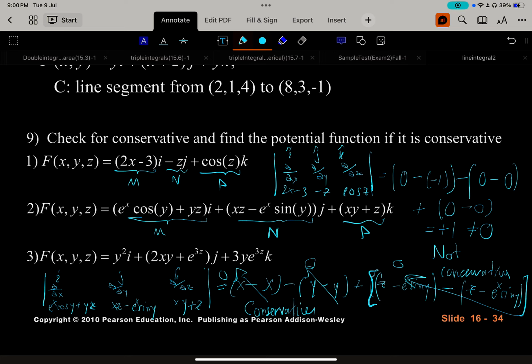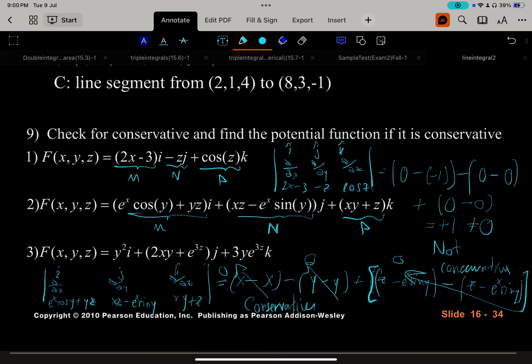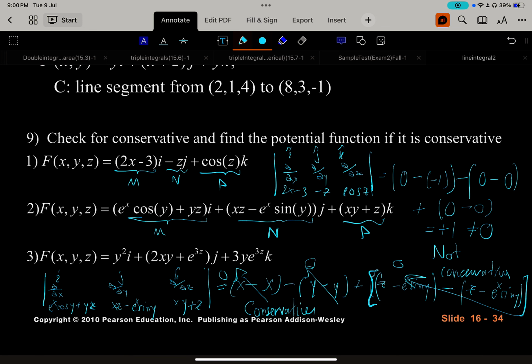And so he asked us to find the potential function. I'm not gonna do that because it's gonna take a lot of time, but you can try to do that, and basically found whether this function is conservative or not, or this force field. Thank you for watching. We're done with this. I hope you benefited from this.